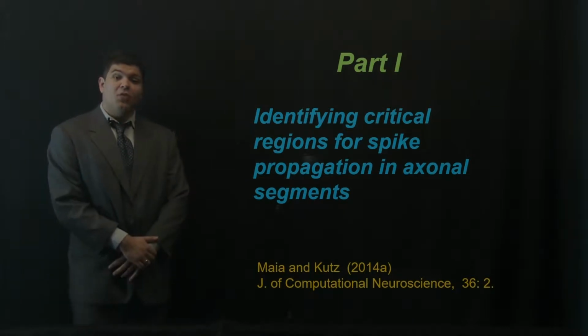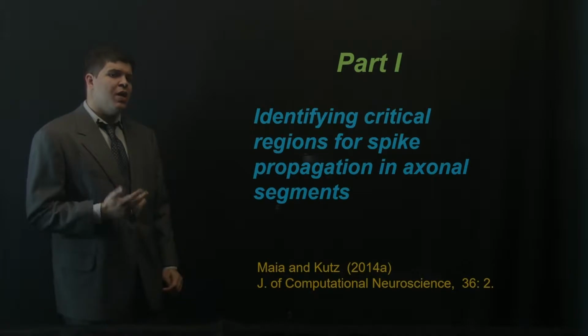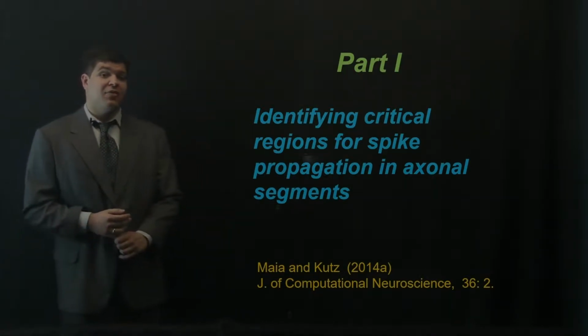Hi. So for the first part of the course, I want to discuss a principled way to help identify the critical regions for spike propagation in the axonal segments.